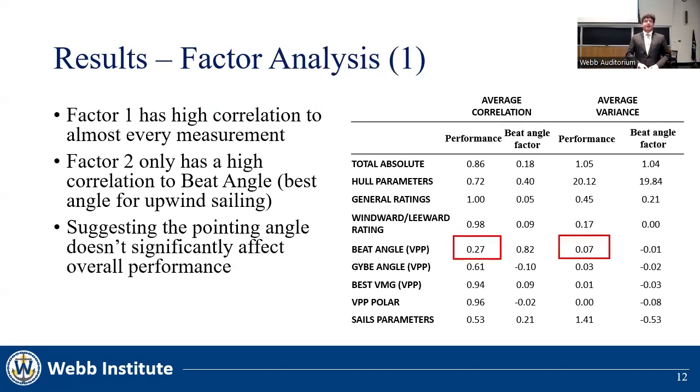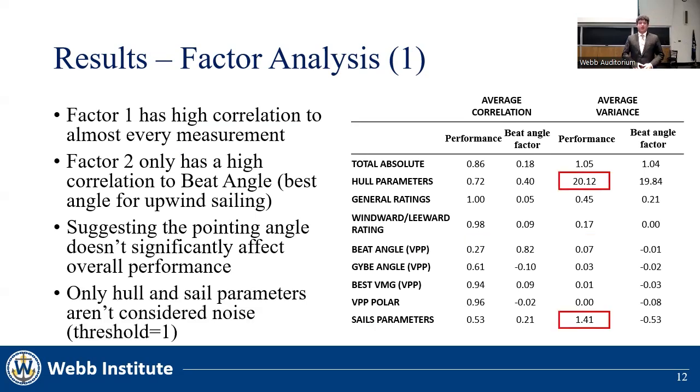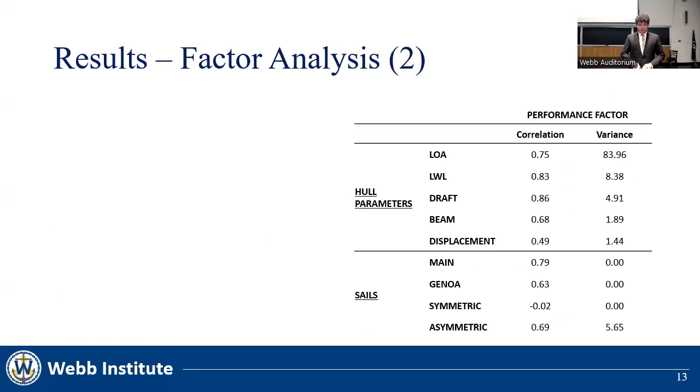From this, we can say that the beat angle doesn't have a significant impact on the overall performance of the yacht, meaning that how close you can point to the wind when you're sailing upwind doesn't affect your overall performance that much. Another thing that you should note is that the overall variance of the total of the hull and sail parameters are only those parameters above 1, which is conventionally used as a threshold for this analysis. So I'll go further into those parameters.